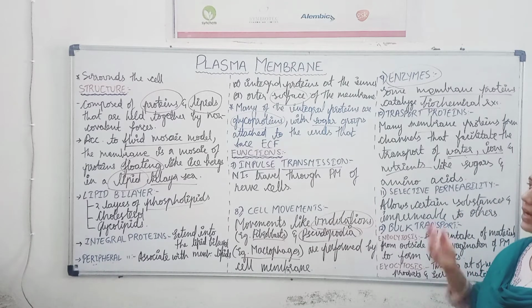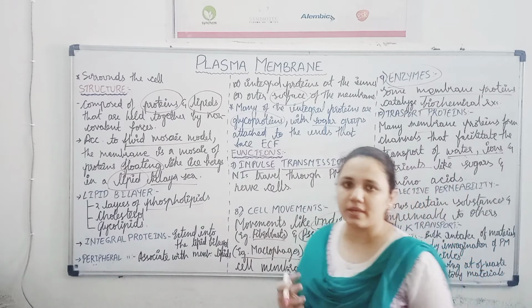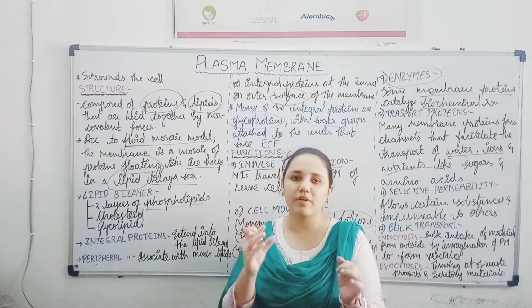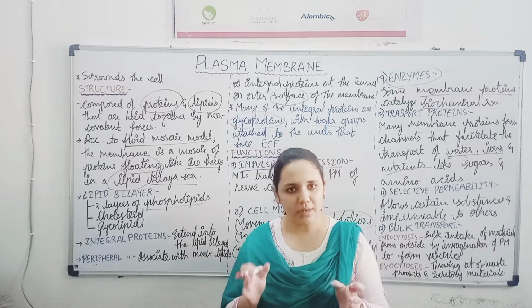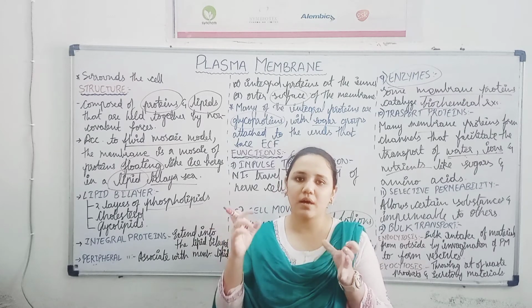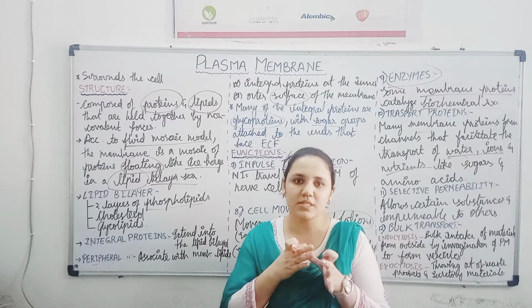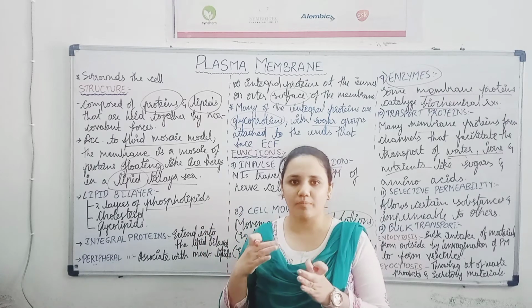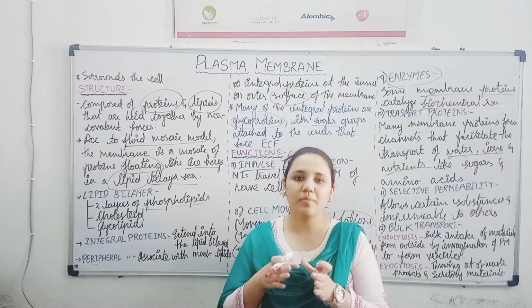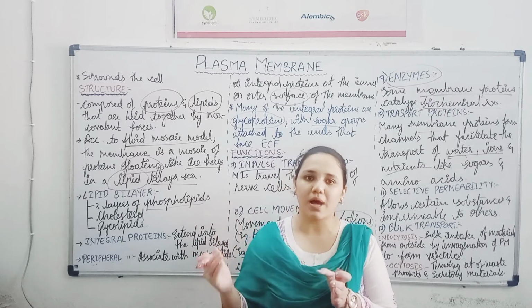Next is selective permeability. We already know that the plasma membrane is a selective barrier. So what does the word permeability mean? The word permeability comes from permeable. Permeable means something is allowed to come inside. So if a substance is called permeable, that means it allows everything to come through it. And if it is said to be impermeable, that means it does not allow anything to pass through it.